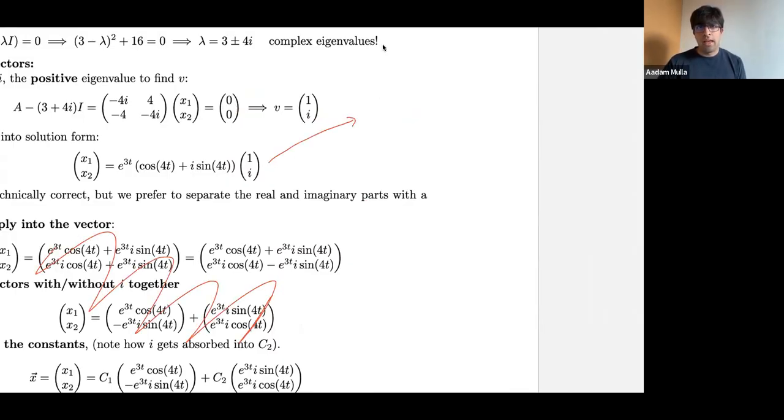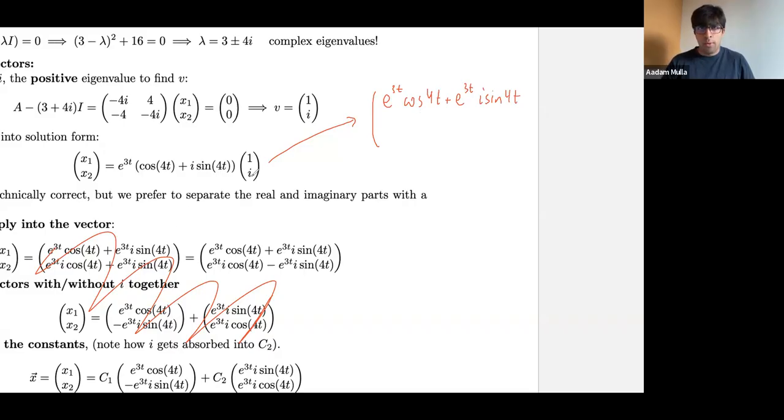Okay, let's take this guy and actually multiply this whole thing inside. So my vector is going to become, on the top, e to the 3t times cosine of 4t plus i sine of 4t, times 1, right? So I'll actually even distribute that. So I'll do e to the 3t times cosine of 4t, right? Plus, I'll distribute in e to the 3t times i times sine of 4t. I'm going to write it like that, e to the 3t i sine of 4t.